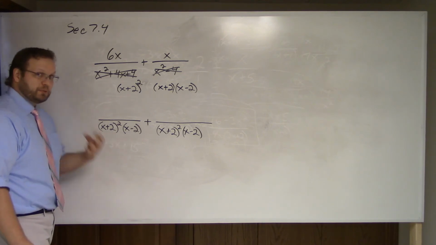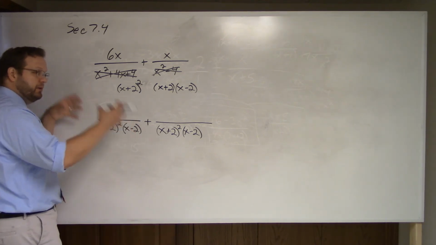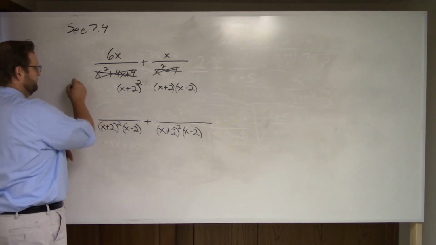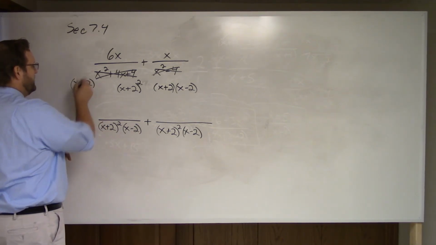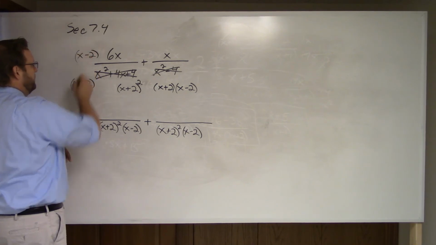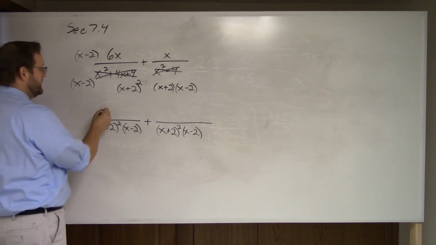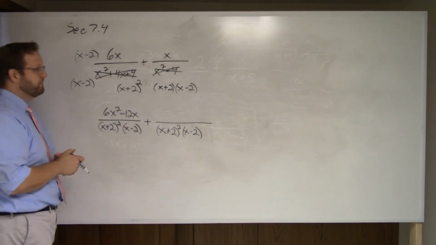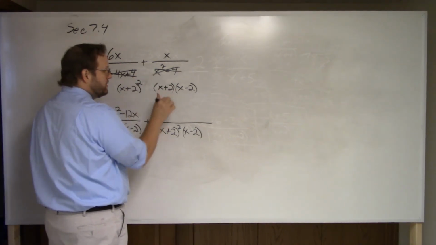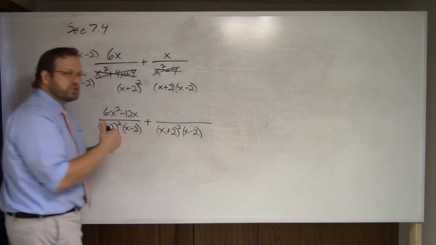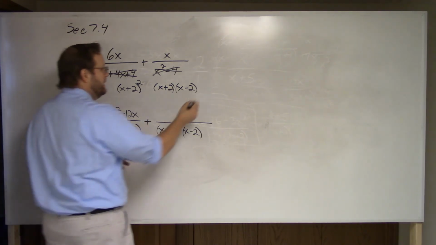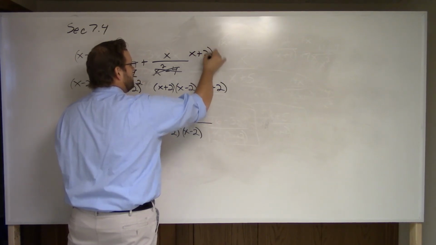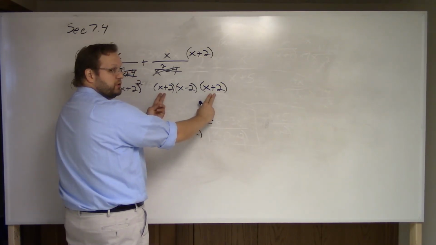So again, exponents are important. Don't write it separately, put the exponents where they belong. Now what's missing here? That x minus 2 on bottom and on top. Distribute to get a 6x squared minus 12x. What's missing here is this square. We can't just square though. We're going to multiply by another x plus 2. And that'll give you the x plus 2 squared.